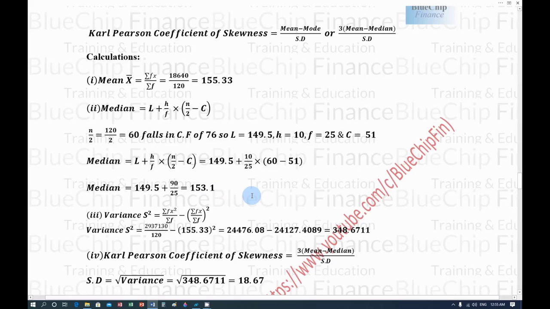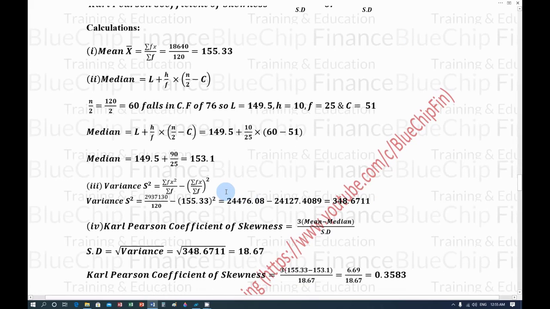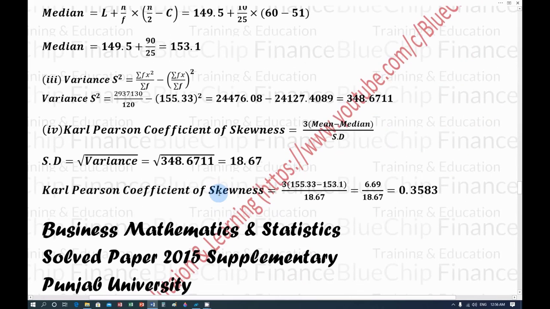Your third requirement is to calculate variance, and for the calculation of variance, the formula is very simple: sum of fx square over sum of f minus sum of fx over sum of f whole square. So sum of fx square is 2937130, sum of f is 120, and minus mean square, because sum of fx over sum of f is equal to mean, and after the calculation your variance will be equal to 348.6711.